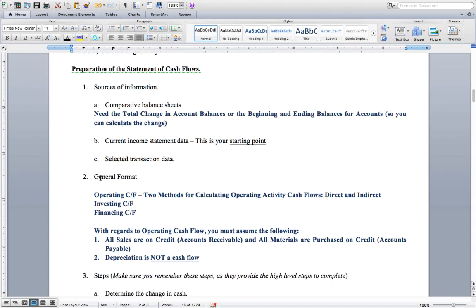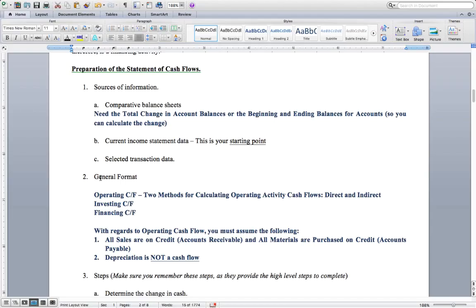The preparation of the statement of cash flows: the sources of information that you will need. You will need comparative balance sheets, which means current year and prior year information needs to be consistent in how it's being presented, the principles being applied, and so on. For the examples that you will be given to calculate the statement of cash flows, you'll either be given the total change in account balances or you will be given the beginning and ending balances for the account so you can calculate the change. You need the current income statement data.